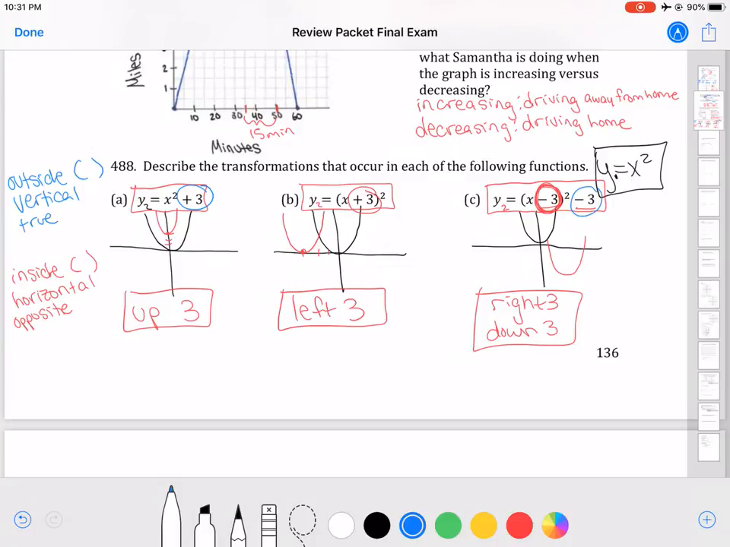So the fact that it's on the outside of the parentheses tells me that it's going to be a vertical change, so either up or down, and it is true to what you would think it would be. So that -3, I think a -3 going down, so that would be a down 3 since it's on the outside of the parentheses. Okay.